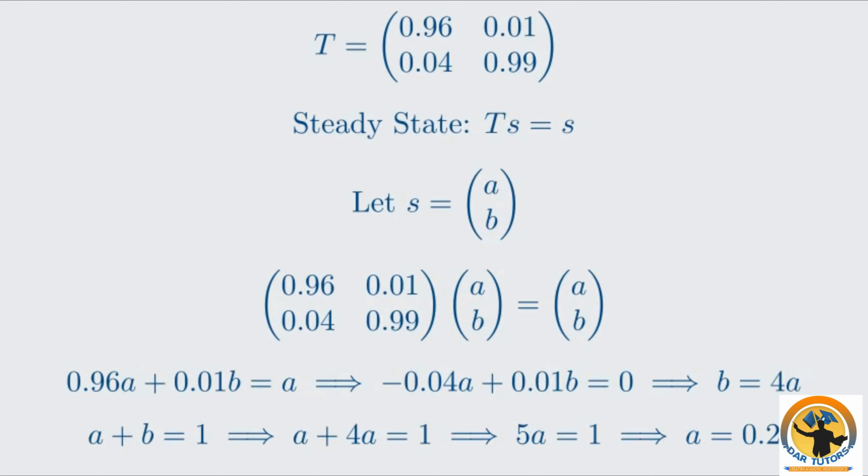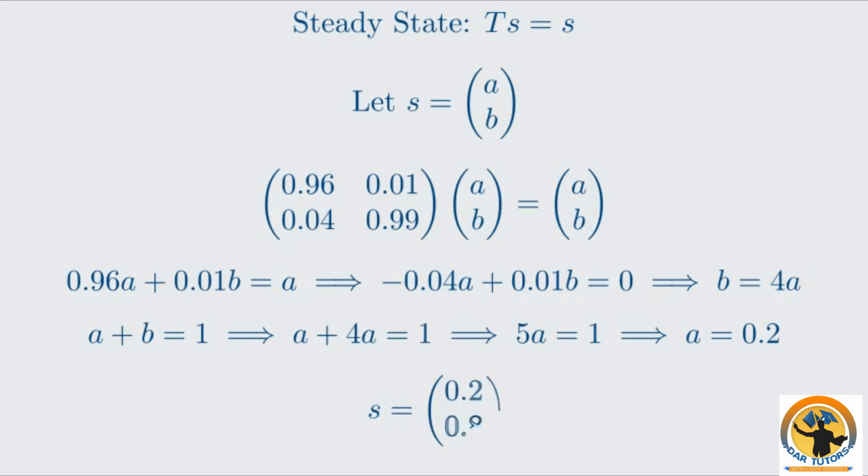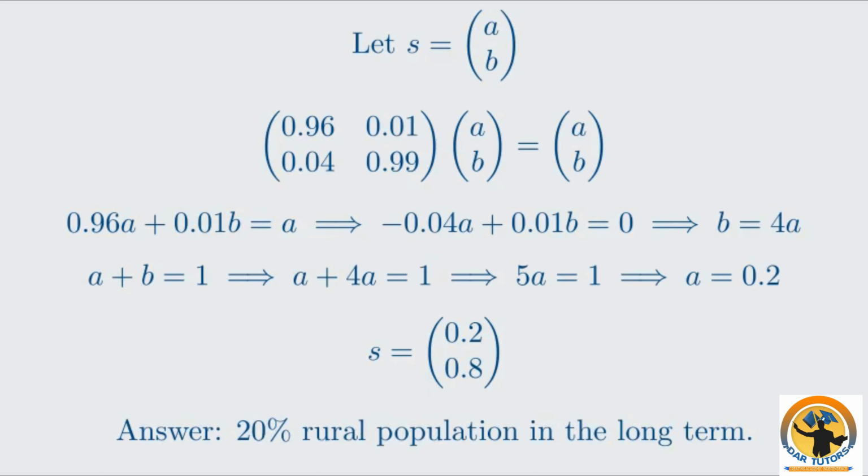Since the proportions must sum to 1, a plus b equals 1. Substituting, we find a equals 0.2 and b equals 0.8. The steady state vector is 0.2, 0.8. This means in the long term, 20% of the population will live in rural areas.